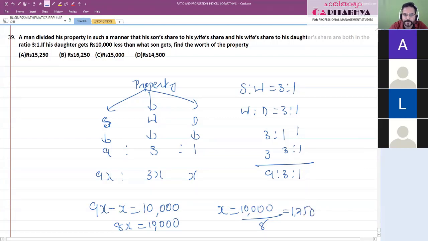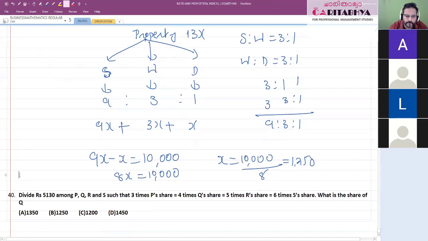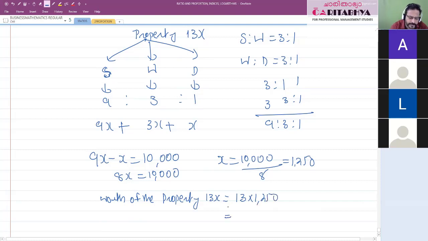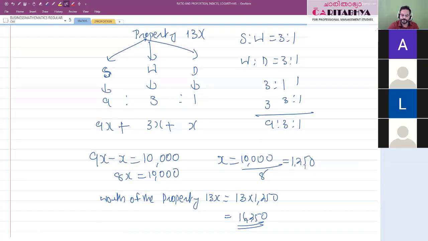1,250. What is asked is the worth of the property. The worth of the property is 9x plus 3x plus x, that means 13x. We got x as 1,250. Therefore the worth of the property will be 13x, which is 13 into 1,250, equal to 16,250. Did you get it? Yes, sir.